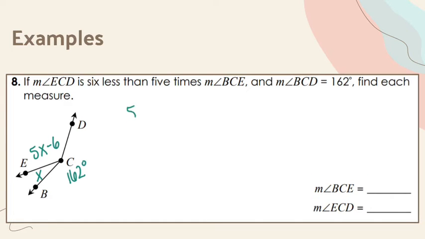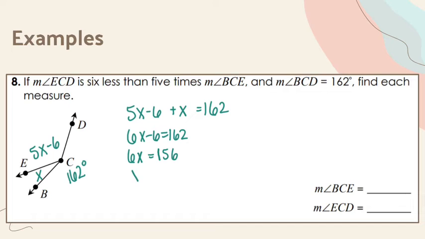So we're going to have 5x minus 6 plus x equals 162. So 6x minus 6 equals 162. 6x equals 156. And so x is going to equal 26. So angle BCE is 26 degrees. And honestly, we could plug x into the 5x minus 6, but we can also say that 162 minus this number is going to give us this angle. So we can do 162 minus 26 to get 136, which is the measure of angle ECD.